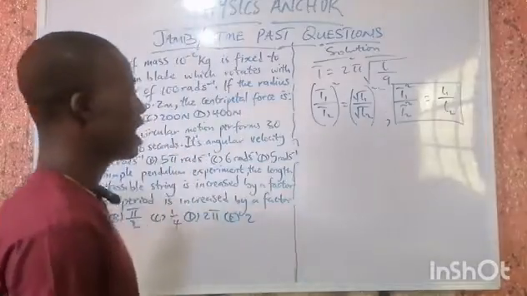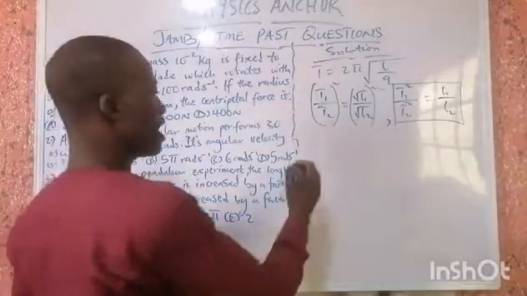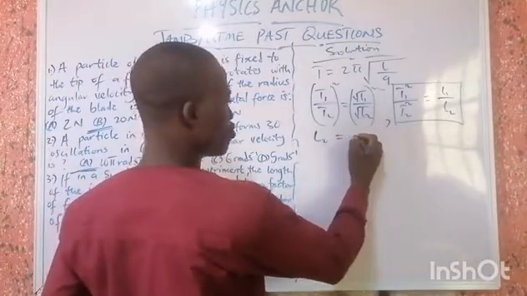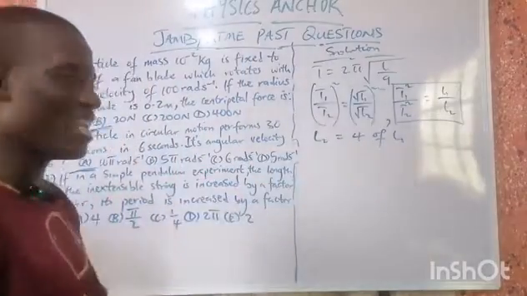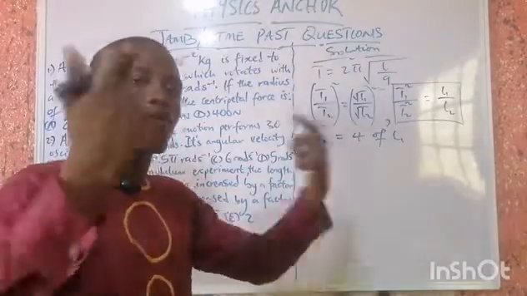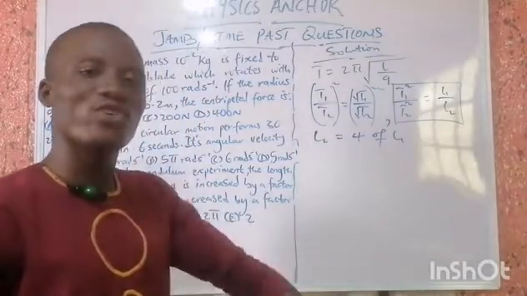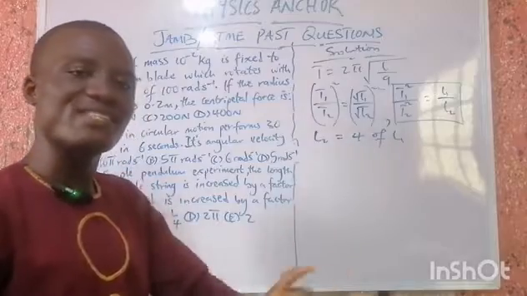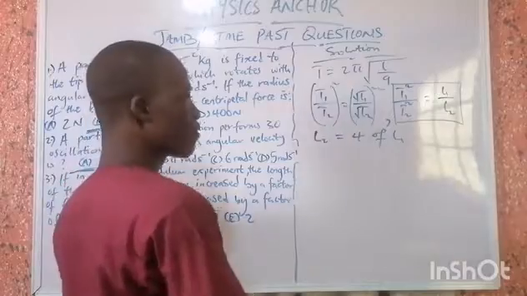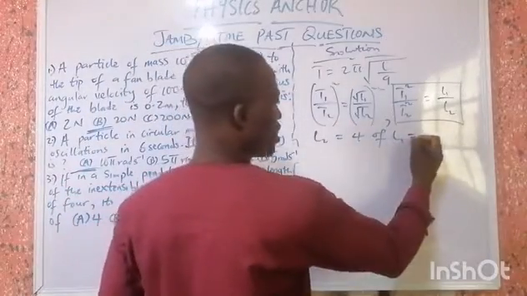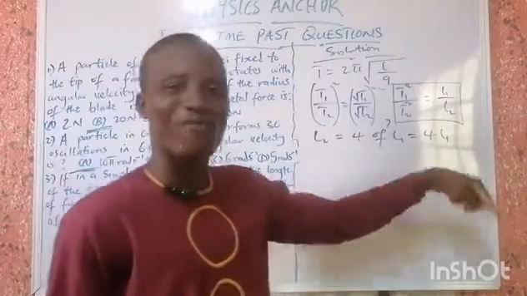So now let's check the question. The length is increased by a factor of 4. So in other words, it means that our L2 equals 4 of L1. L1 is the original length here. So it's now increased by a factor of 4. They did not say plus 4. A factor of, when you hear it, simply means multiplication. So 4 of L1 will give us 4L1. So in this case, our L2 is now 4L1.